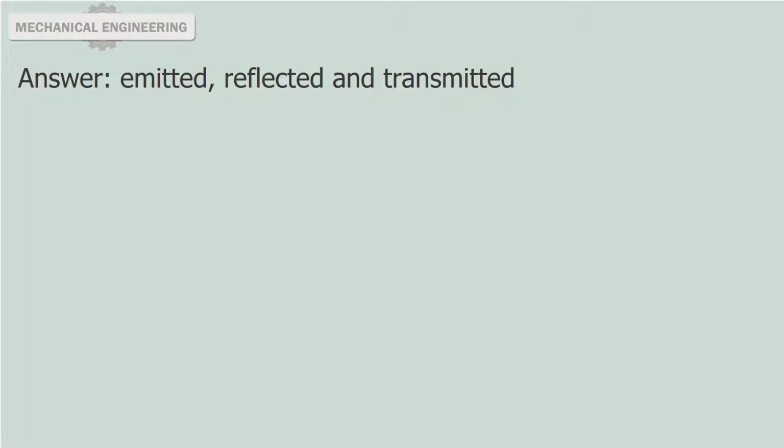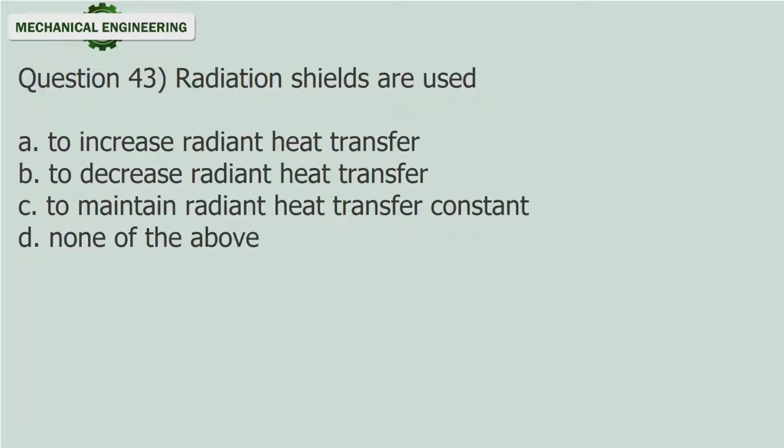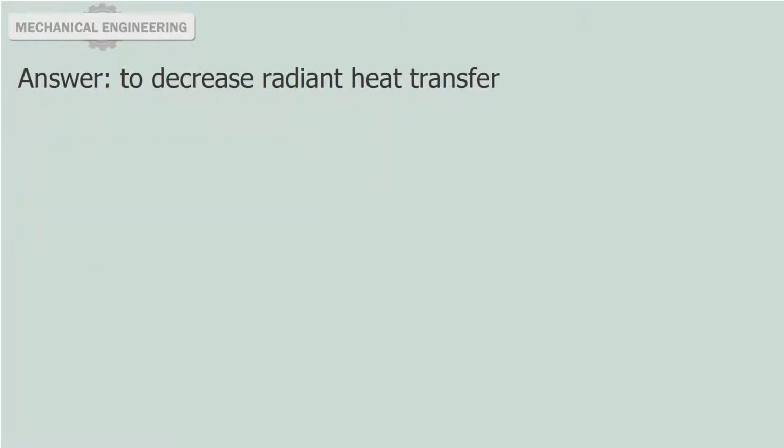Answer: emitted, reflected and transmitted. Question 43. Radiation shields are used A. To increase radiant heat transfer. B. To decrease radiant heat transfer. C. To maintain radiant heat transfer constant. D. None of the above. Answer: to decrease radiant heat transfer.